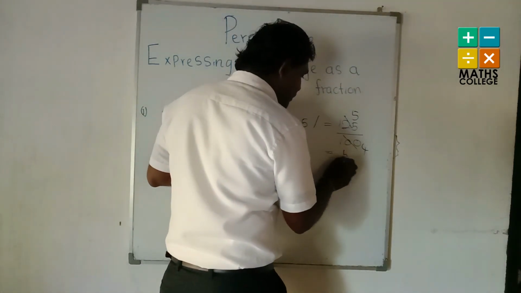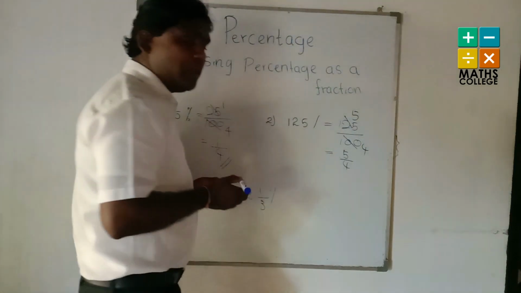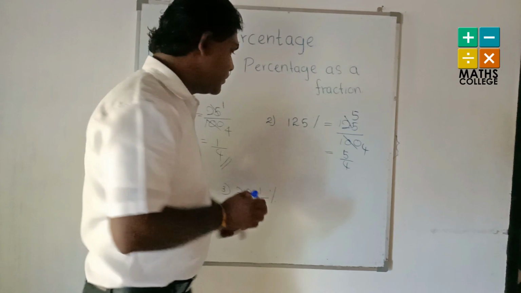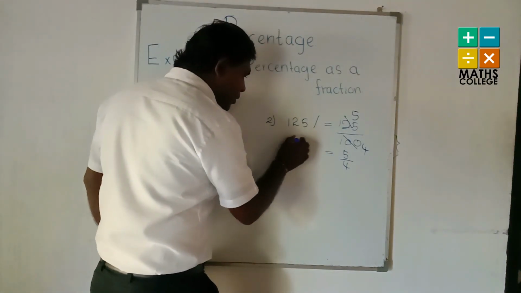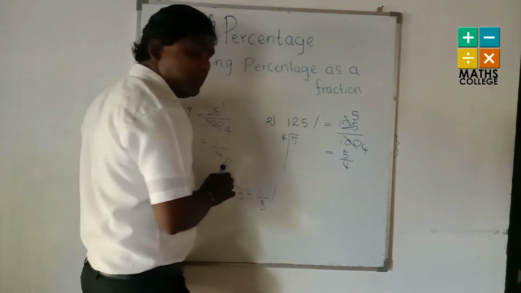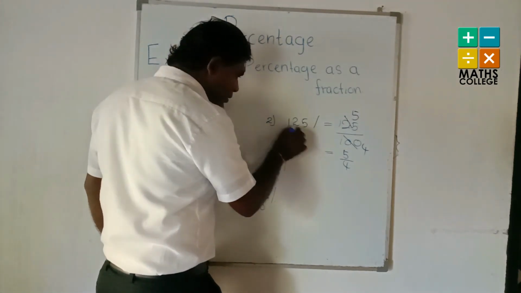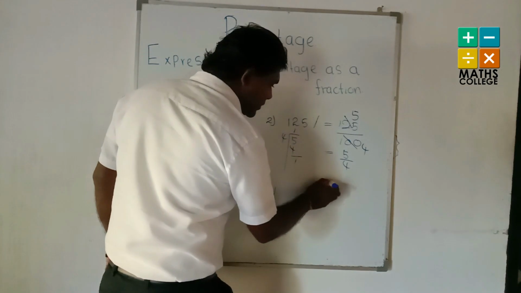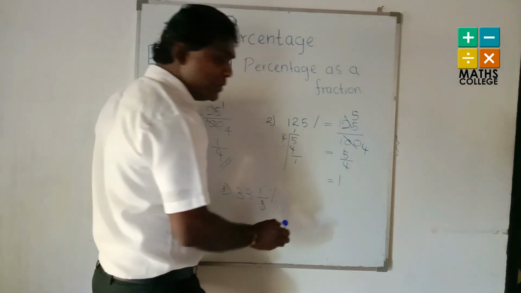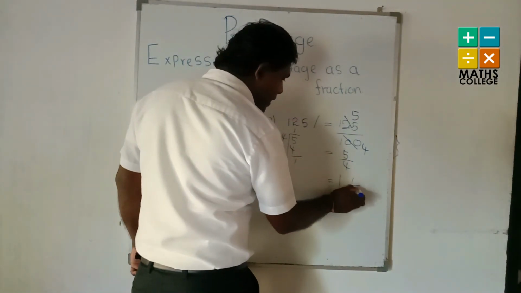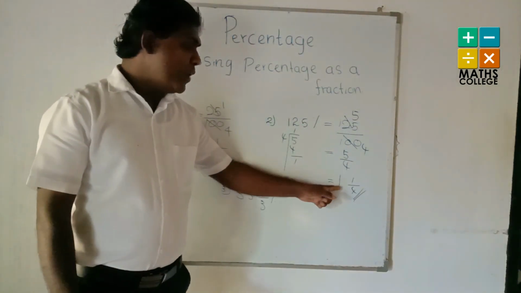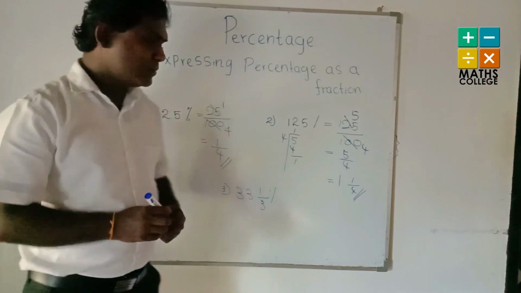5 fourth. 5 fourth means, my dear student, this is an improper fraction, because 5 divided by 4, 1 into 4, 4, 1 remains. Because answer is 1 remain 1 from 4, so 1 and a quarter is the answer.